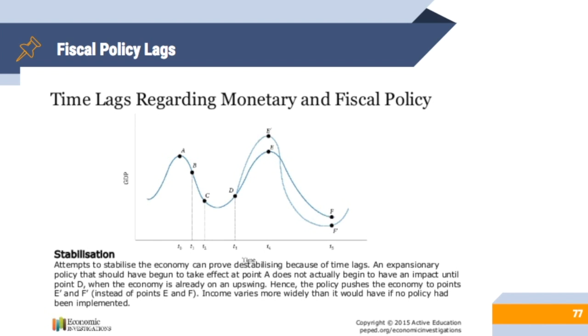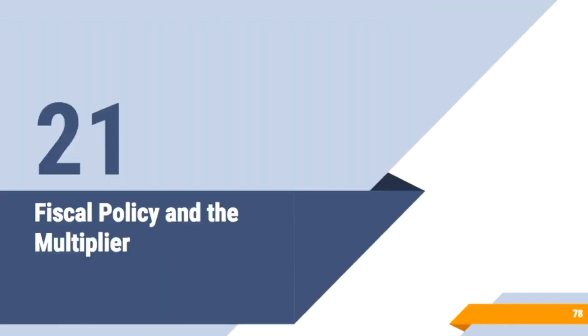Yay! We are officially done with Module 20! Yay! Fiscal policy and the multiplier.